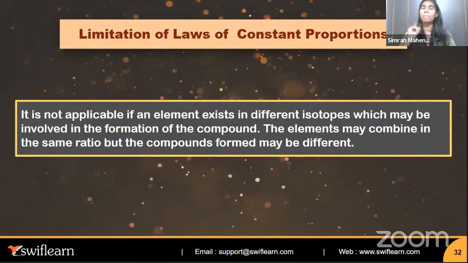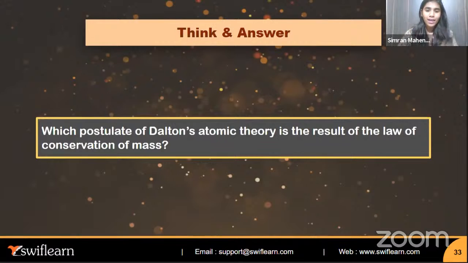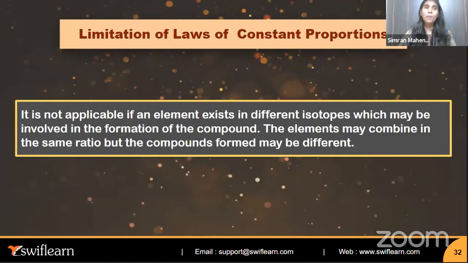Now, there was one major limitation in the law of constant proportion. The major limitation was related to isotopes. Are you familiar with the concept of isotope? What is an isotope? Isotope means the same element with the same number of protons but a different number of neutrons. As a result, they have different mass numbers. Isotopes are the same elements, so they have the same atomic number, but they differ in their mass number. Same atomic number, but different mass number.